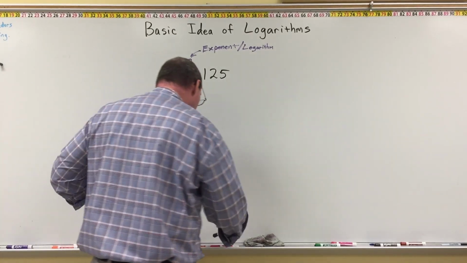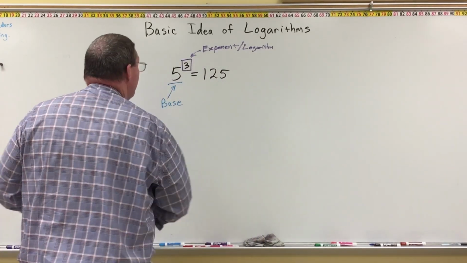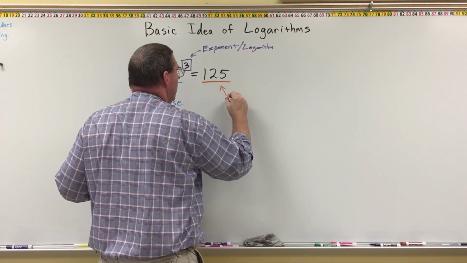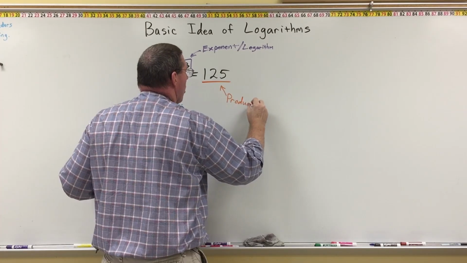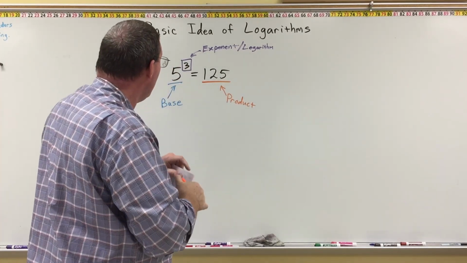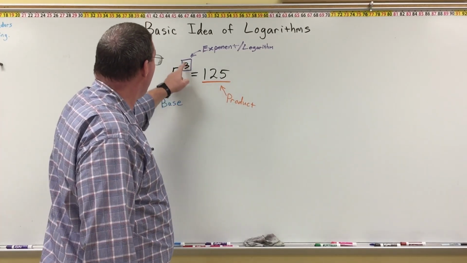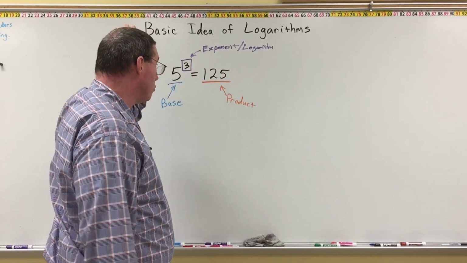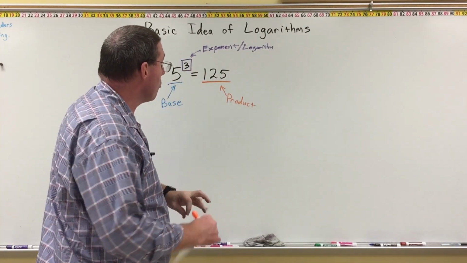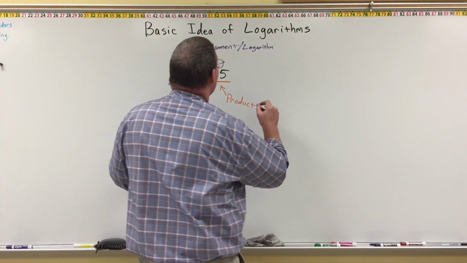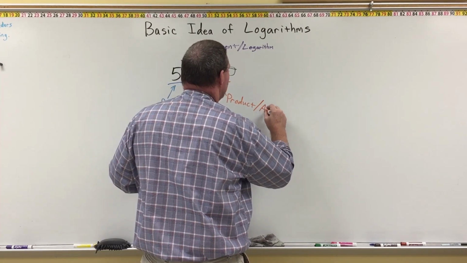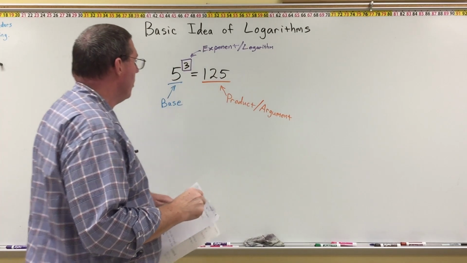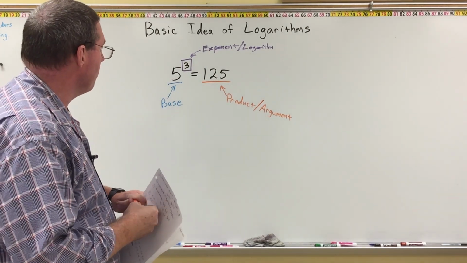Now this 125 can go by a few names. I like to call it the product. The reason I like to call it the product is because it is the result of a multiplication, right? 5 times 5 times 5 equals 125. And therefore, it is a product. But in logarithms, it is often referred to as the argument. And we'll see where it finds itself in a logarithm, okay?